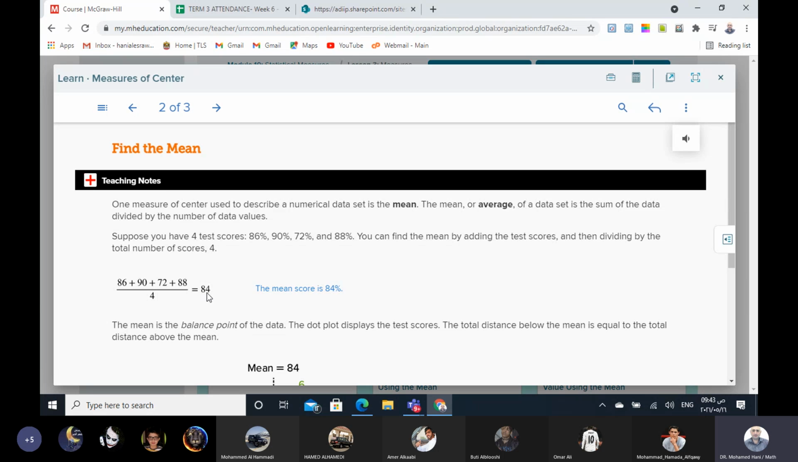So the answer will be 84. The mean score is 84%. 84 is in the middle of these results. So this is the meaning of the measure of center, and this is the meaning of the mean.